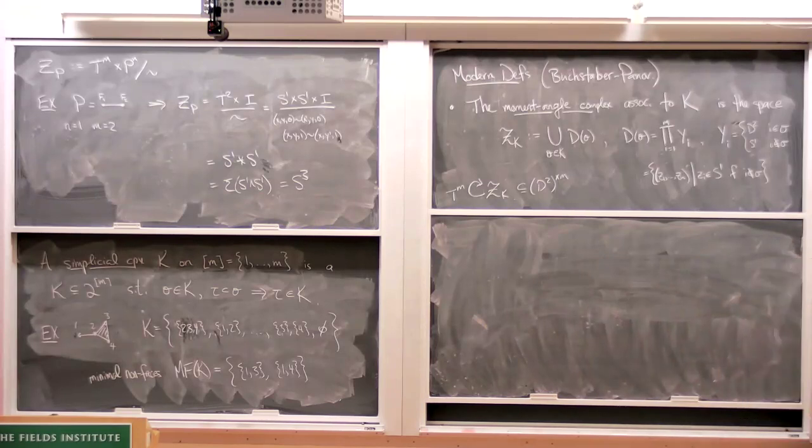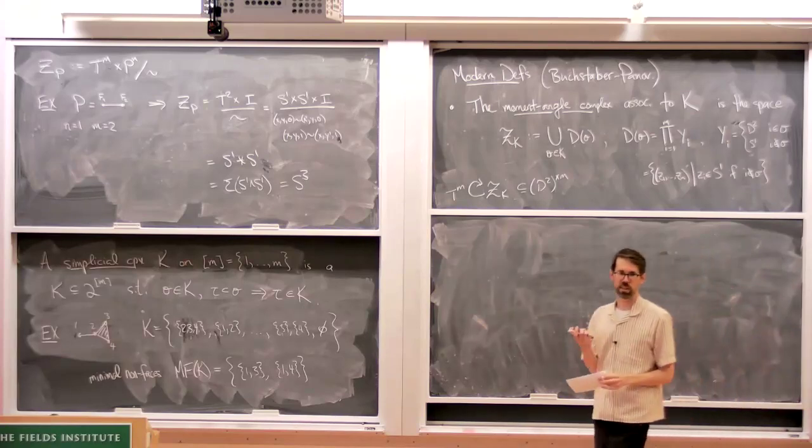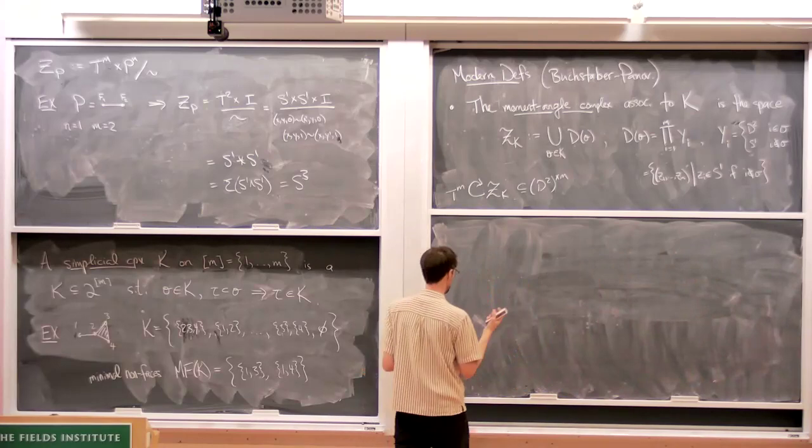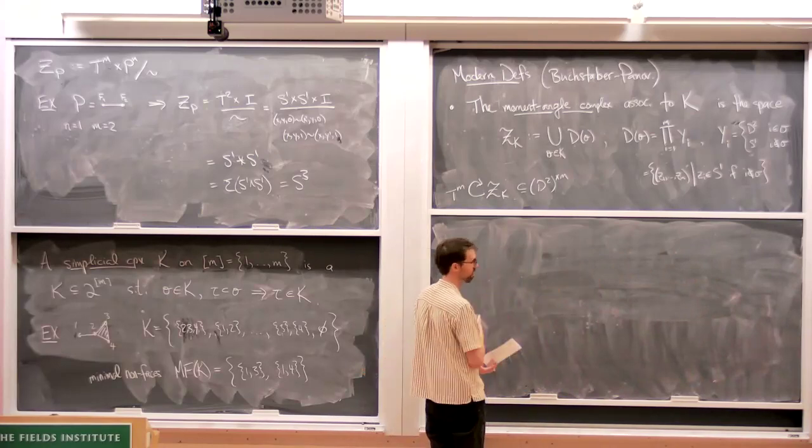Can we think of any freely acting subtorus of the two-torus that acts on this ZK? So ZK comes to us as a subspace of D2 cross D2, so it has an action of T2 cross T2. Is there a subtorus of that two-torus that might act freely? It turns out the two coordinate S1 actions do not act freely.